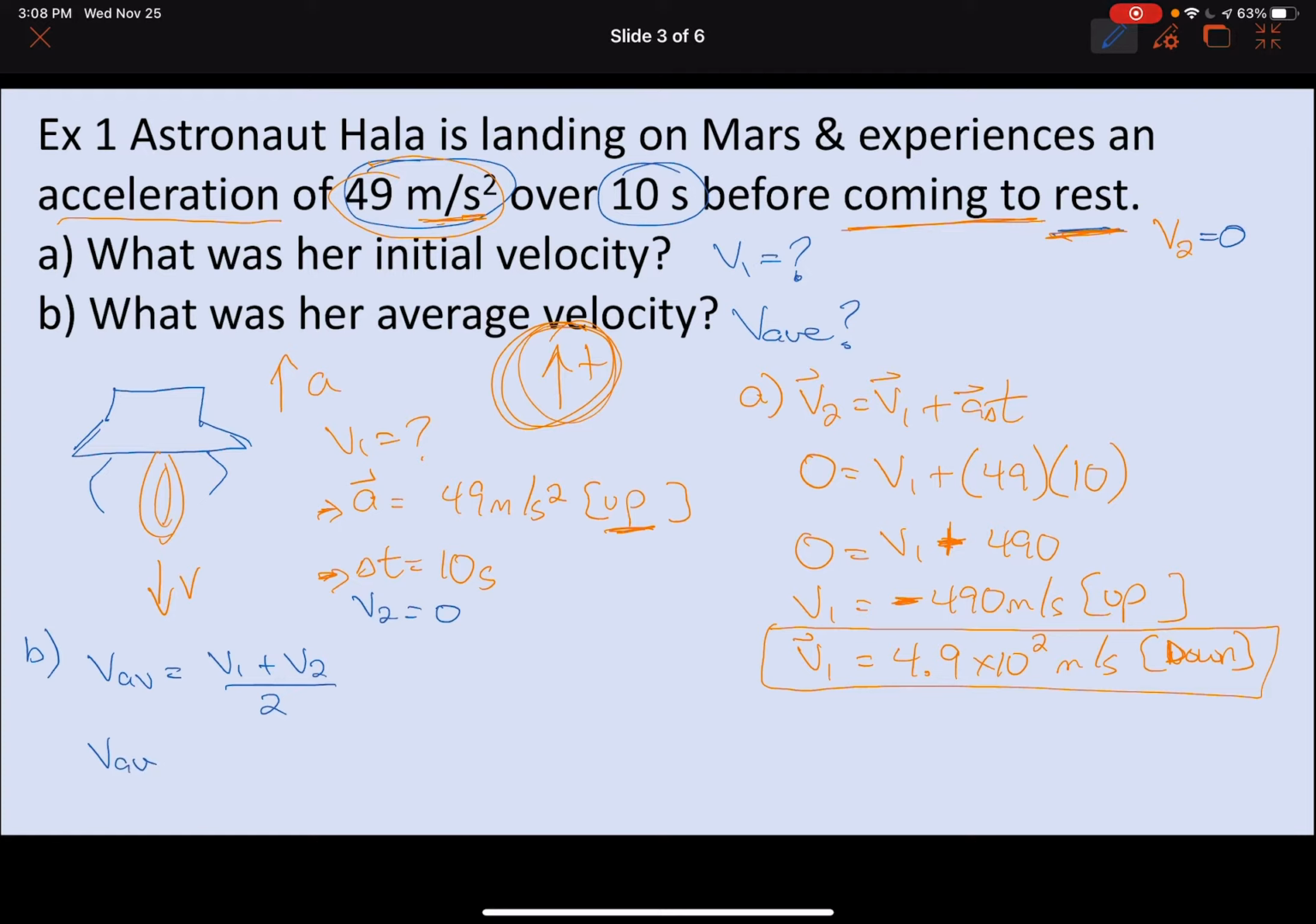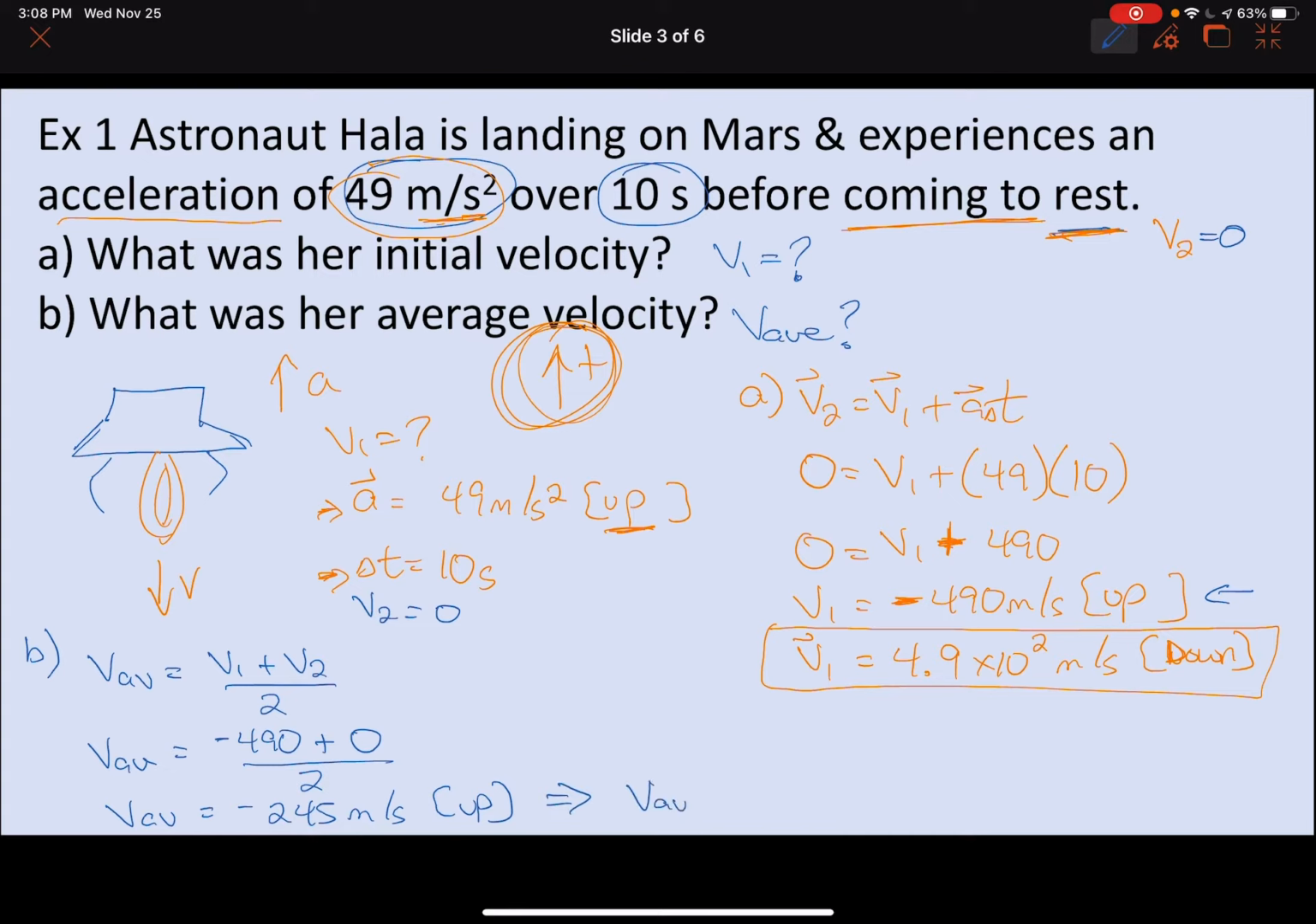We're looking for this V average. V1, I'm going to stick with up being positive. So I'm going to sub in this value right over here: negative 490. V2 is 0, divided by 2. Her average velocity then, 245. So negative 245 meters per second. Again, first answer in the positive direction.